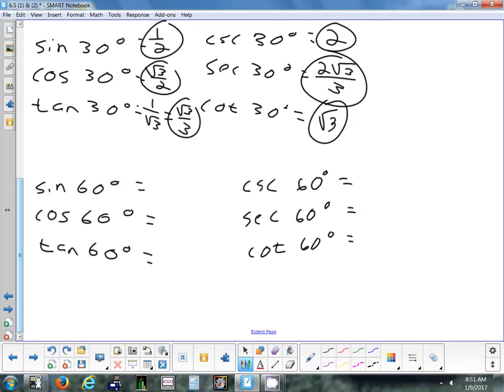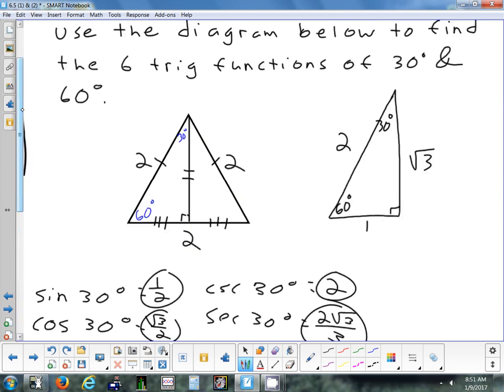Yeah, the sine and the cosine are going to switch, the secant and the cosecant are going to switch, and the tangent and cotangent are going to switch. Because you've changed your reference point. Instead of standing at the 30, now you're standing at the 60. So you just switched opposite and adjacent. But you're going to get all the same answers.